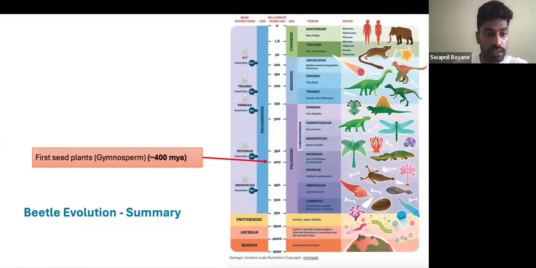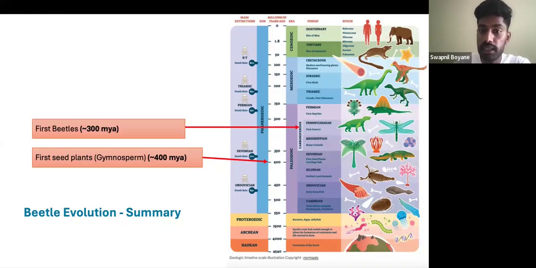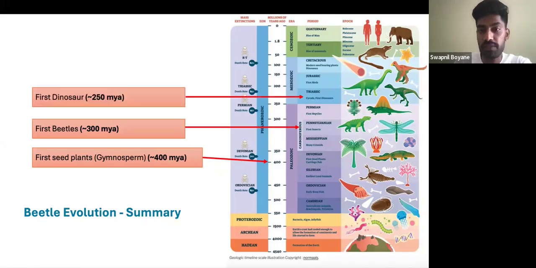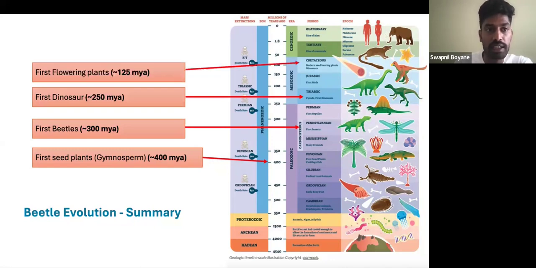And next, to summarize beetle evolution, I just want to, again not to confuse you all, give you a brief overview of what we have talked about throughout this beetle evolution. First we talked about the first seed plant, that is gymnosperm. This is the timeline where you will understand how the evolution has happened. First, around 400 million years ago, the first seed plant came, and after 100 million years, the first beetle species evolved, and after that, just to give comparison, the first dinosaur, and then the first flowering plant, which in those terms is recent, like 125 million years ago.